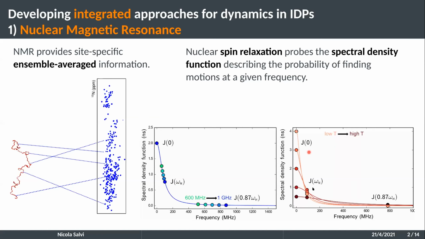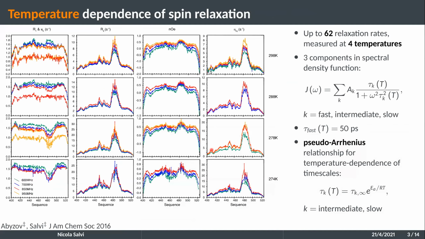And from the temperature dependence of the points that are probed by spin relaxation, we can say something about the physical origin of motions. So in practice, this is an example of a data set measured on our favorite model system, the C-terminal domain of Sendai virus nucleoprotein, or NTAIL. In this case, we measured about 62 relaxation rates at 4 different temperatures and 4 magnetic fields. And we, and other groups, for instance Palmer's lab, realized that we need 3 components to fit all this data. So 3 different time scales: fast, intermediate, and slow.